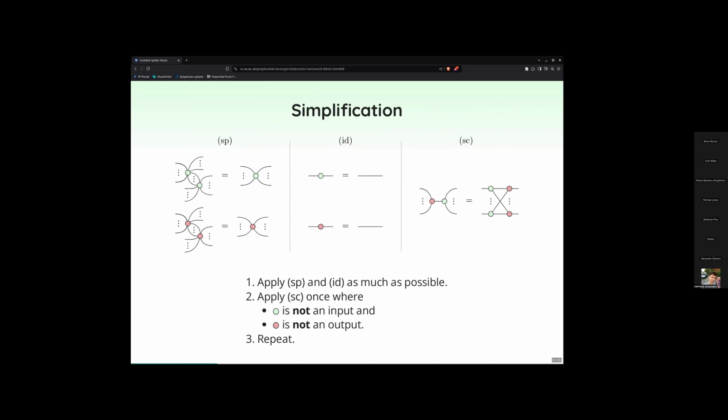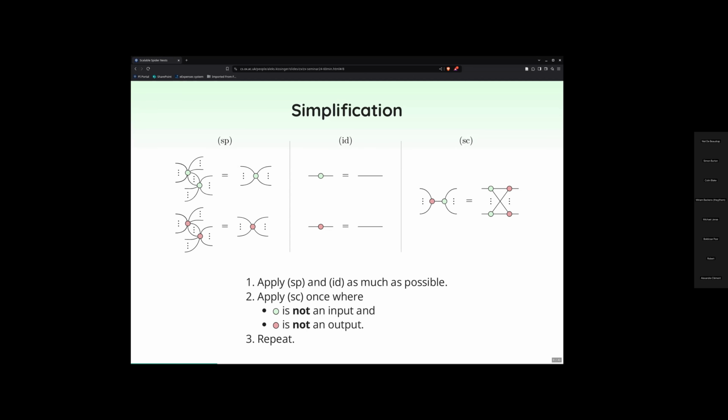So here's a little simplification strategy. You can quite easily code this up in 5 or 6 lines of Python code using the PyZX library, for instance. And it goes like this. First, I apply spider fusion and the identity rule as much as possible. At that point, I will end up with no spiders of the same color adjacent to each other, and no 2-legged spiders because they'll all be turned into wires.